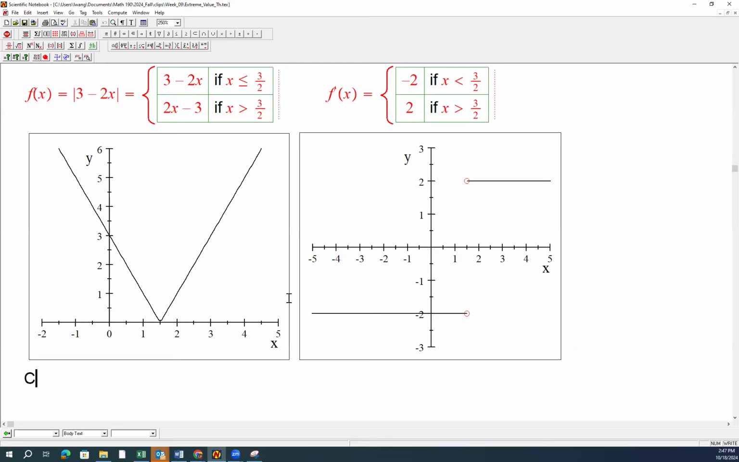What is the critical number? For the critical number, there are two categories. One is where the derivative equals 0. Our derivative, where it exists, is either -2 or +2. They will never be 0. So there's only one category for absolute value of this kind of function. That critical number is where the derivative does not exist. So c is 3/2. Okay, so that's the critical number.